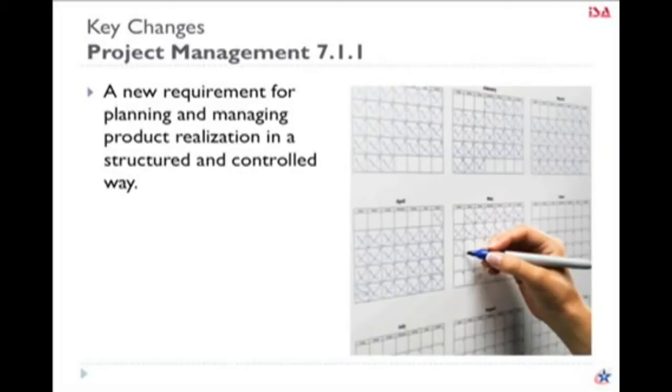A new requirement for planning and managing product realization in a structured and controlled way. Most aerospace products are complex and involve multi-tier partners and suppliers. Organizations will have a process to manage product realization to ensure quality and that schedules are not compromised.